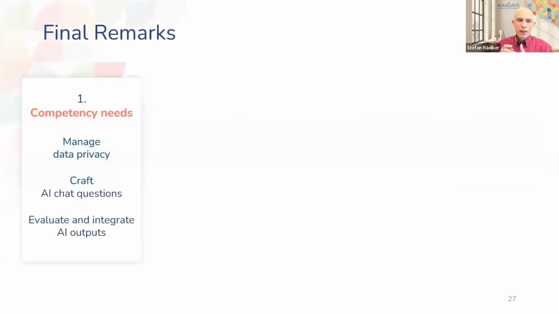First, I think it got clear that we need new competencies here. We need to learn to understand and manage data privacy. We need to craft good AI chat questions. For example, we need to learn that it is always a good idea to ask the AI chat in MAXQDA to give me reasons to argue why the answer was like this, so we get even better results in the chat.